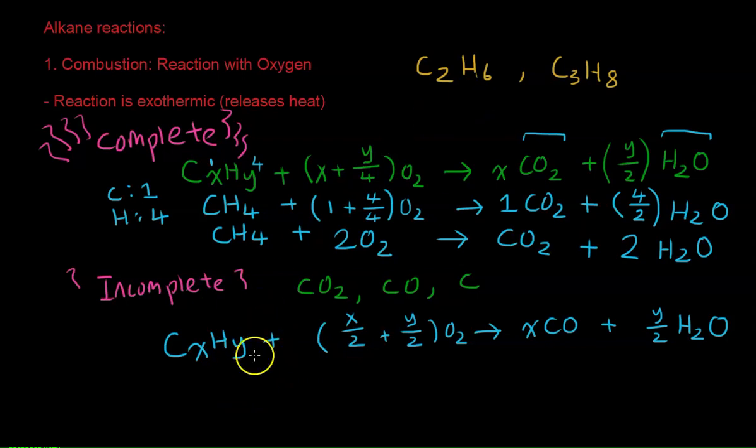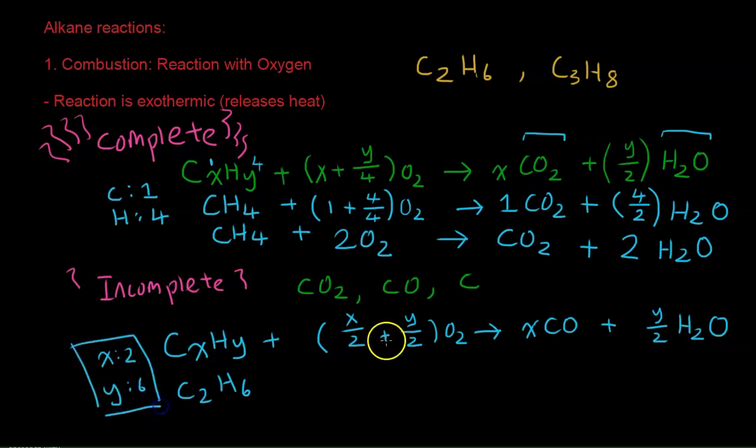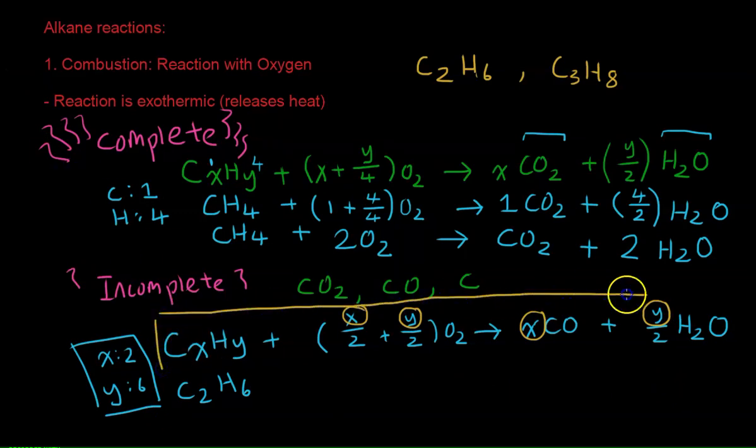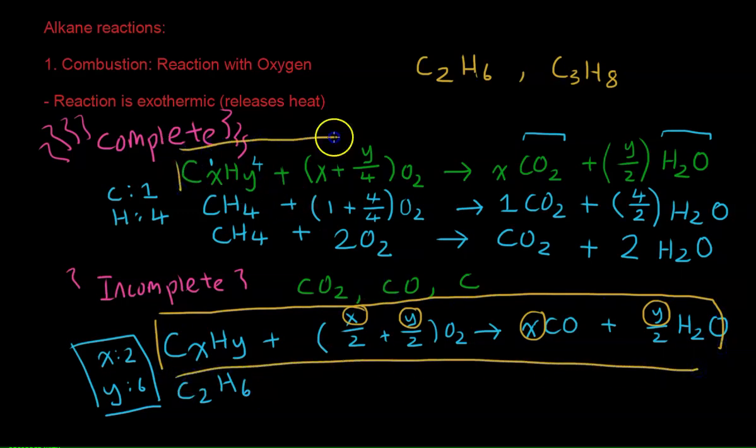You can try for, say, C2H6, where x is 2 and y is 6. With this information, you can try subbing it into all these areas. Give it a try. You can leave the answers in the comment section below. So this is the equation to give for incomplete combustion, while this is the one for complete combustion. Hopefully it's clear.